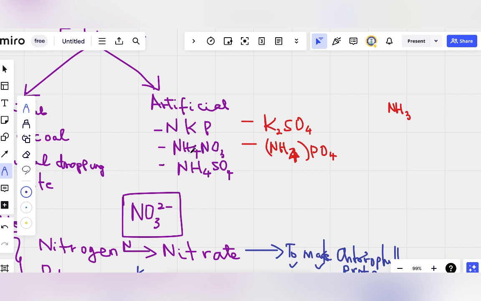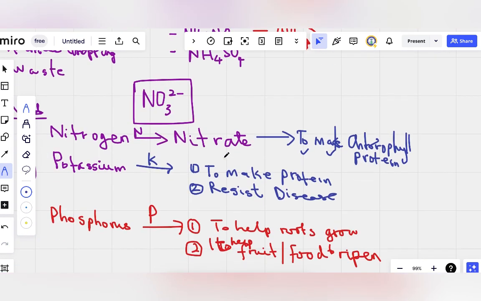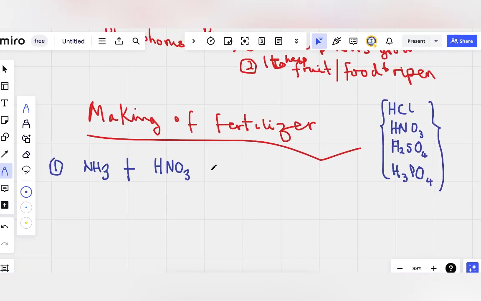To make it, we react ammonia with nitric acid. That's what we're doing here. You can write the state symbols. This is aqueous, and this is also aqueous. Ammonia is also aqueous. So when you react them together, they will produce ammonium. This hydrogen in nitric acid will combine with the ammonia and become NH4.